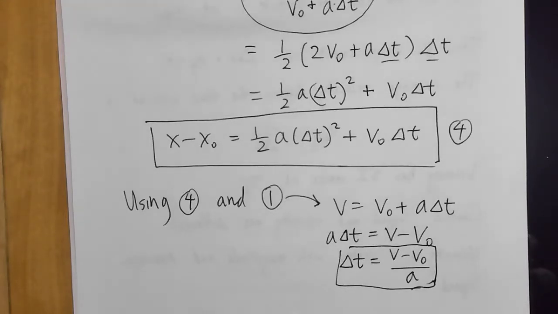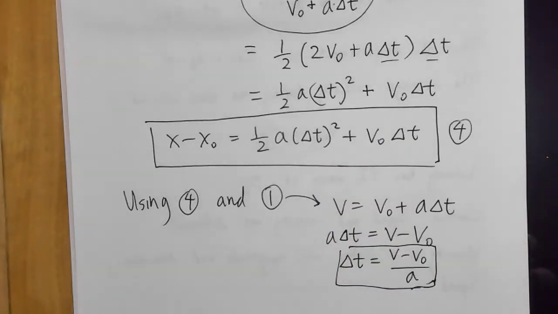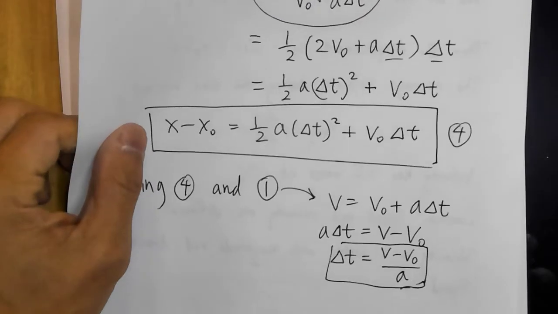Okay. What I'm going to do with this is get rid of delta t from equation 4. And this formula will be useful when you don't know what delta t is. When you don't know the time interval, you can use it to solve for the things you need.